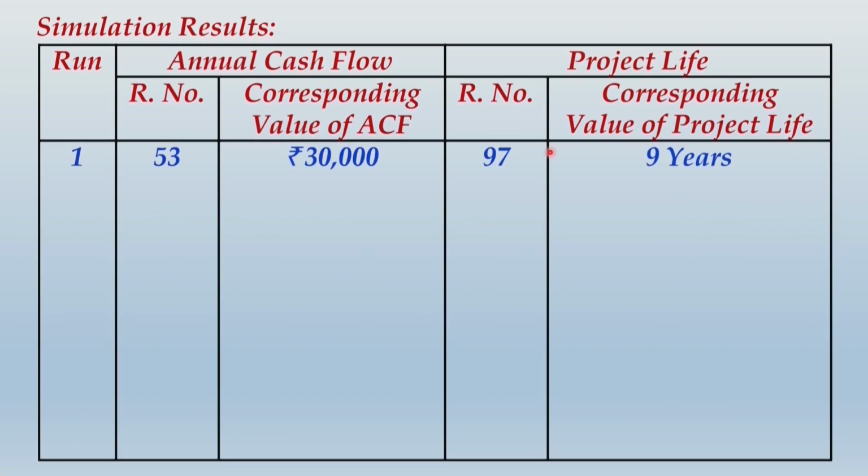Similarly, for the second run, the random numbers are 66 and 99, and the corresponding value of annual cash flow will come to 35,000 and 10 years for project life. You have to go on like this for the next 8 runs. Now, I am not going to show you the calculations over here. I will give you a couple of minutes. You plot the required values in this table.